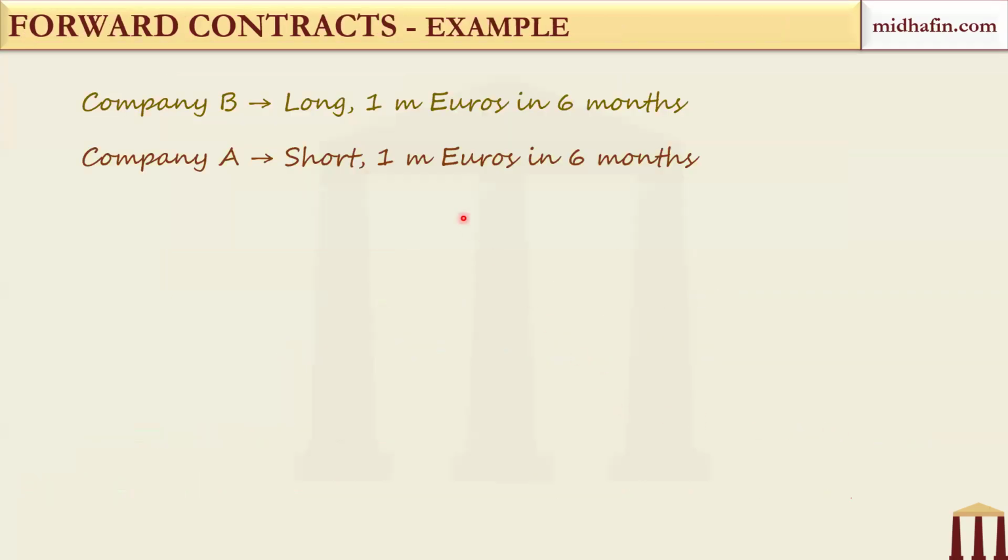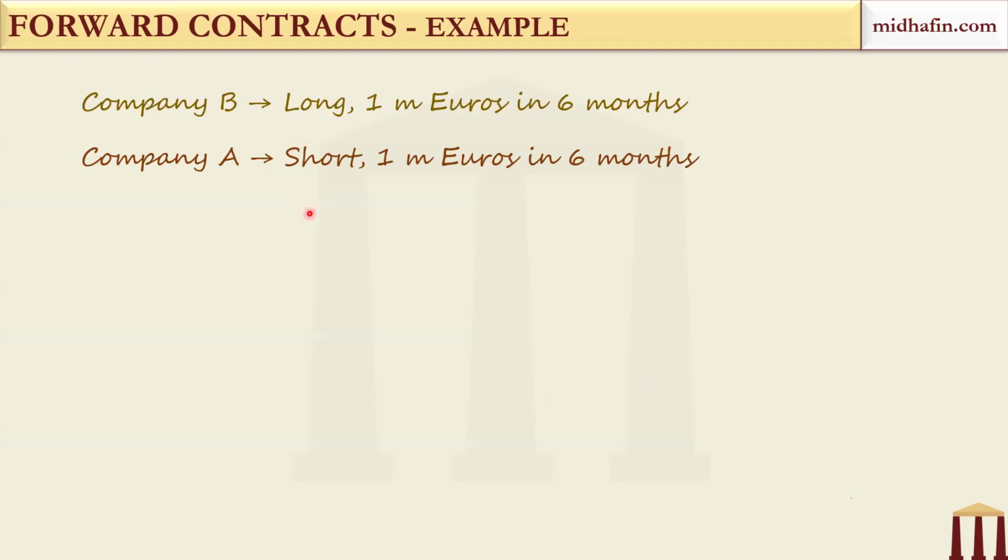Okay, now let's take an example. As I said, we'll crunch some numbers also. So we'll just explore this scenario, and in this case, there are two companies, company B and company A. Now, company B takes a long position on 1 million euros for 6 months. It means that it agrees to buy euros in 6 months at the forward rate. And company A takes a short position. So company A agrees to sell euros at the forward rate after 6 months.